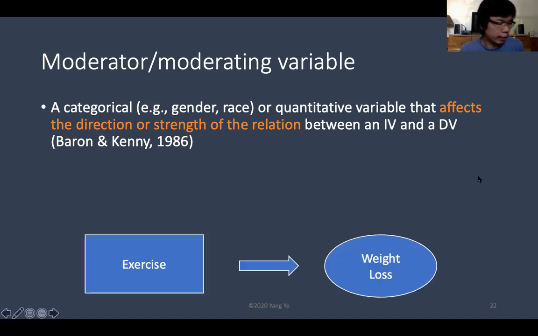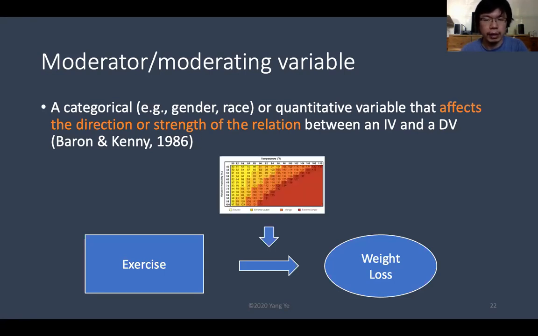So another example, if you want to study how exercise affects weight loss, right? You want to see whether more exercise leads to more weight loss, but you can include a moderator variable called the temperature of the room of the exercise, and that's a moderating variable. So basically you can assume that in rooms that are hotter, exercise leads to more weight loss compared to in rooms that are cooler, for example, right? To study this, assuming that we can design some kind of experiment.